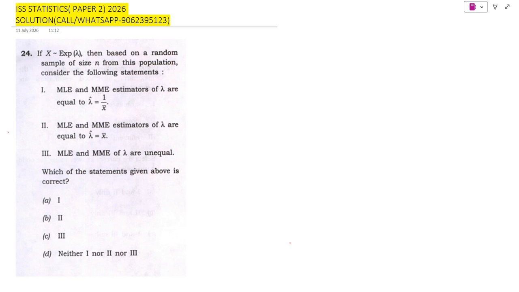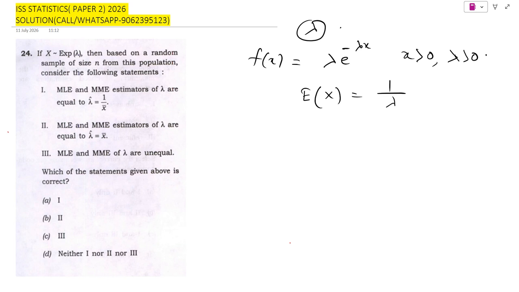By the end of this discussion, you will know a shortcut for identifying both the MLE and MME of the exponential parameter. Now, before solving the question, let us first recall the probability density function. For an exponential distribution with the parameter lambda, f of x is lambda times e to the power minus lambda x for x greater than 0 and lambda greater than 0. Now, one formula from this distribution should always stay in your memory: E of x is 1 by lambda.